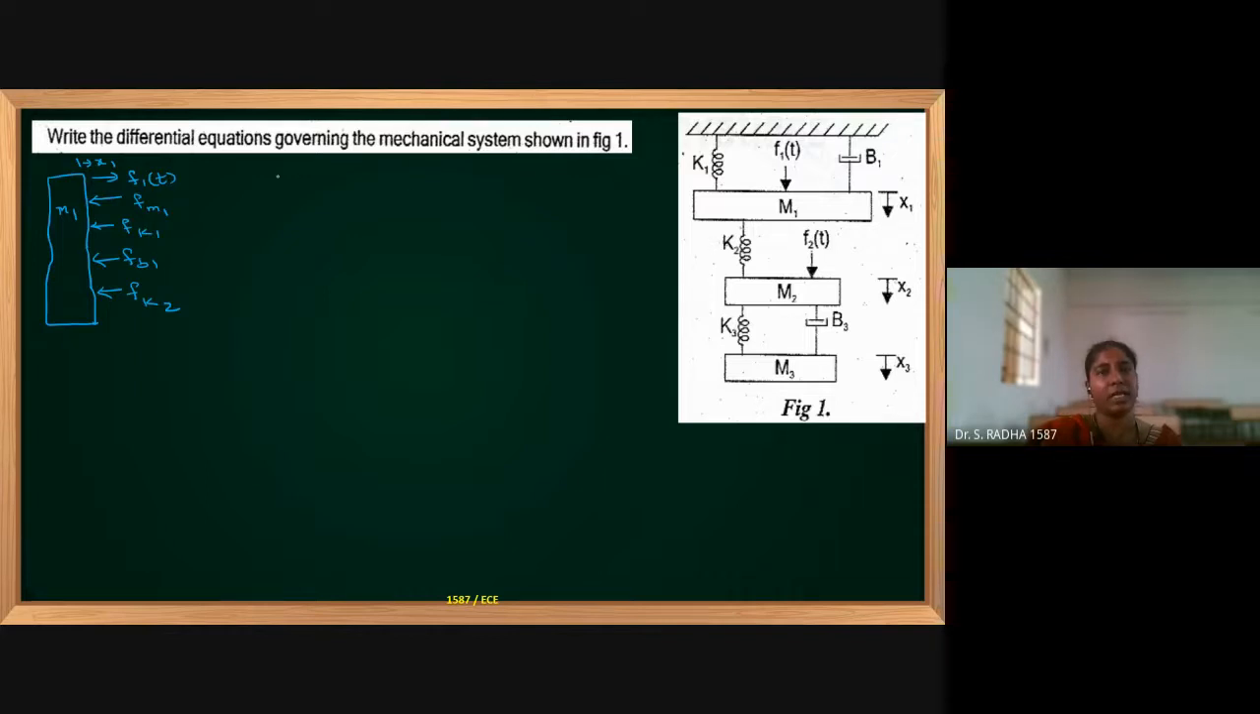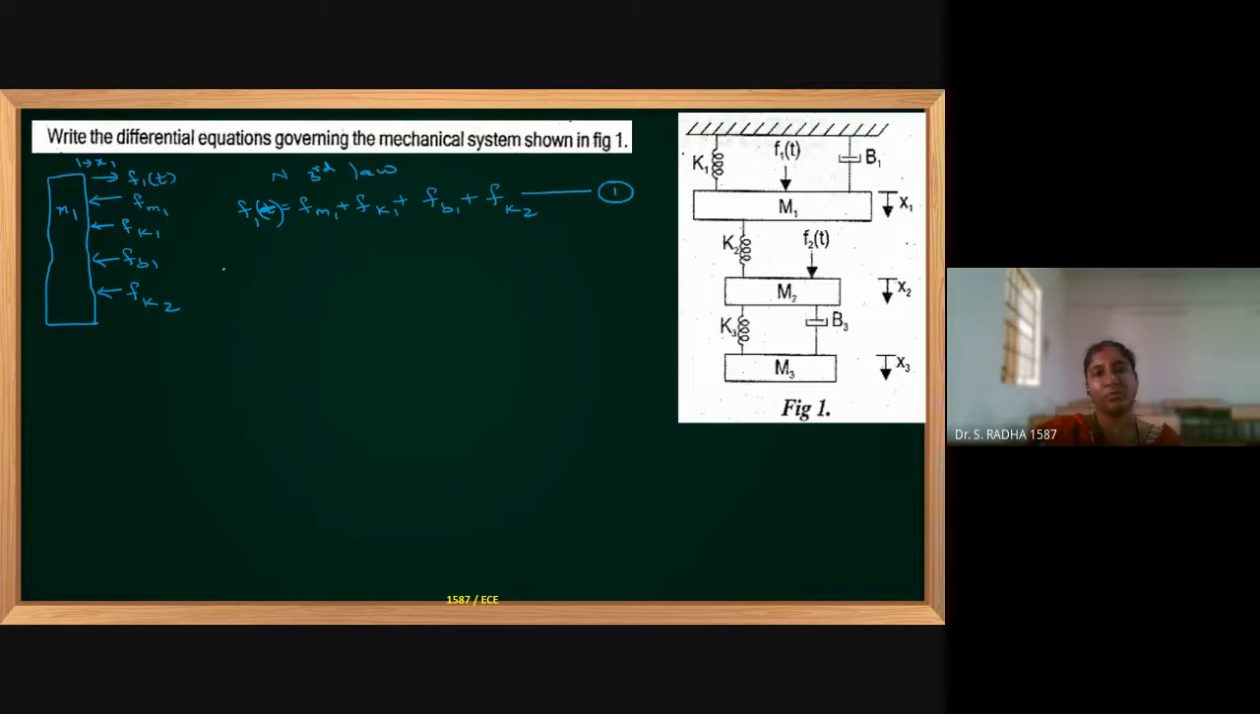Okay. Now coming to Newton's third law. Applied force equals the sum of opposing forces. So the applied force is present here. F1 of t is the applied force. I cannot take it as 0. There is an applied force on M1. So applied force equals the opposing forces Fm1, Fk1, Fb1 and Fk2. This is equation 1.